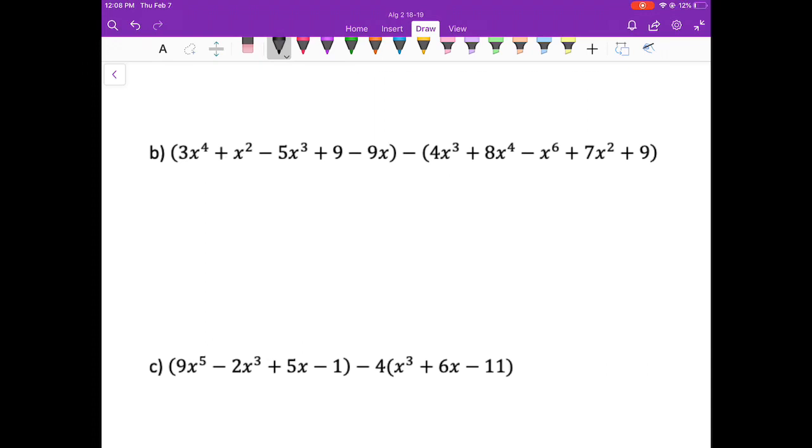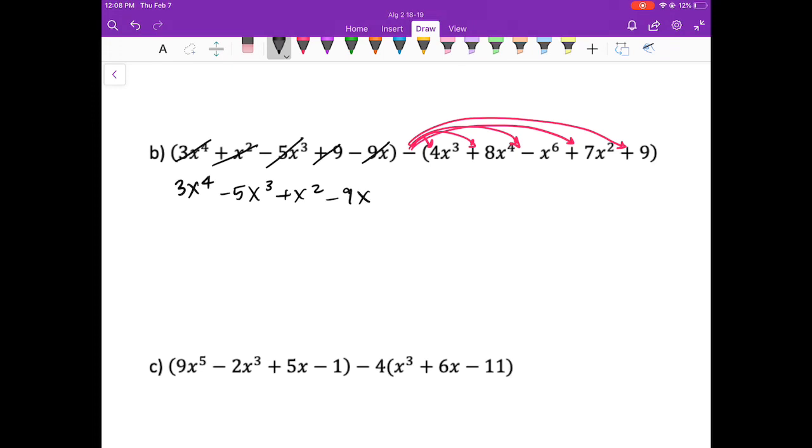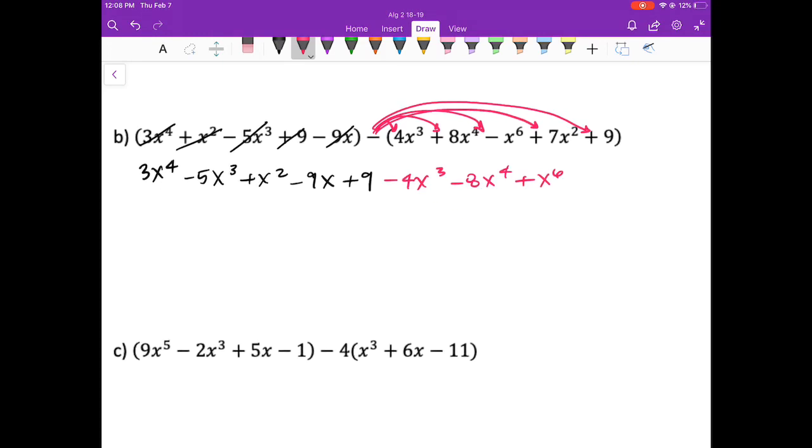In example B, we have to be a little bit more careful because we are subtracting. So when we subtract, I always start by distributing the minus sign to every single term. So our first polynomial stays the same, and while we're at it, we might as well write it in standard form. So we'll write it in order of decreasing exponent. So 3x to the fourth minus 5x cubed plus x squared minus 9x plus 9. And then I have minus 4x cubed minus 8x to the fourth minus negative x to the sixth, or plus x to the sixth, minus 7x squared minus 9.